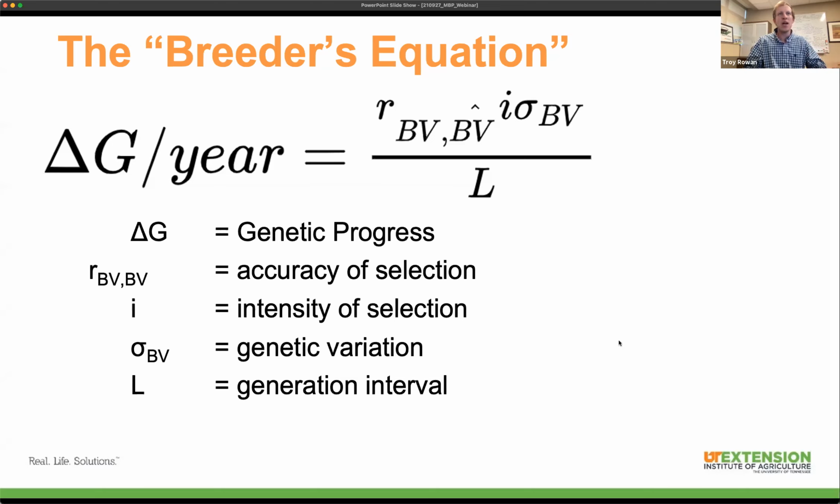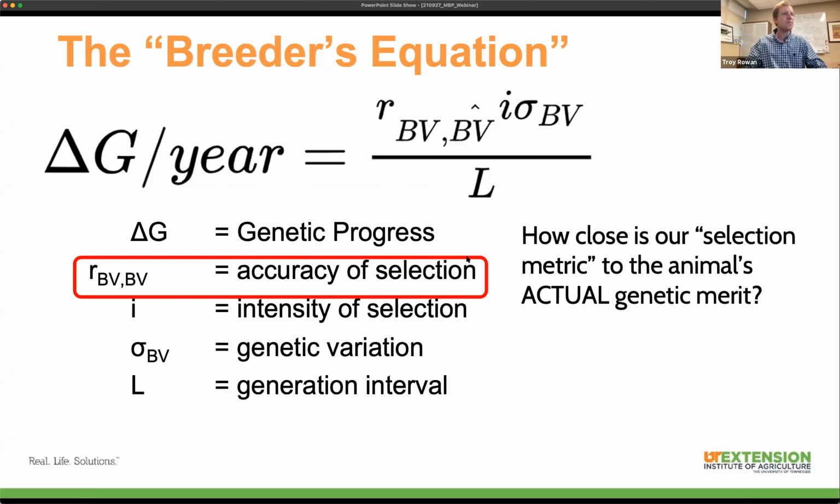Genetic variation, I won't talk a lot about, but in order to make genetic progress, we have to have variation in the population on which to select. If we have a completely inbred population, there's no way that we can improve it. So we have to keep some sort of genetic variation around. And then the last thing we'll talk about is generation interval, and I'll speak to that in just a second.